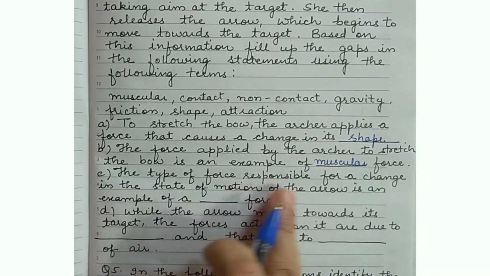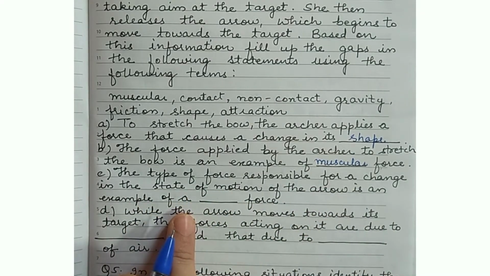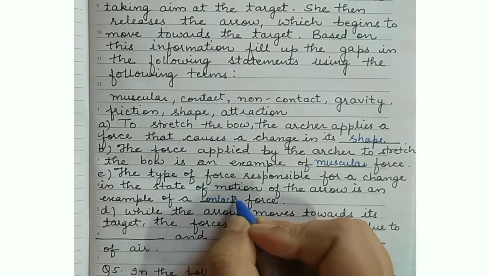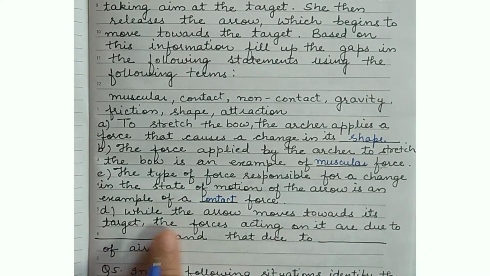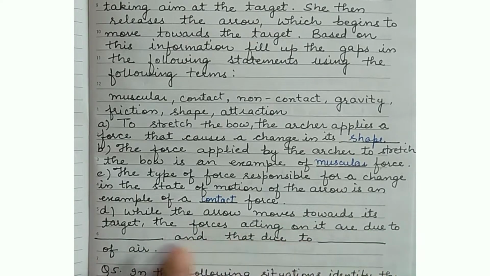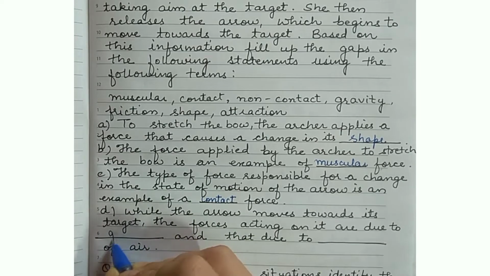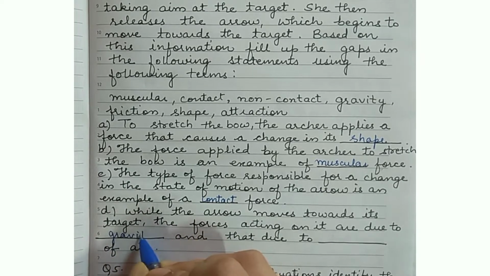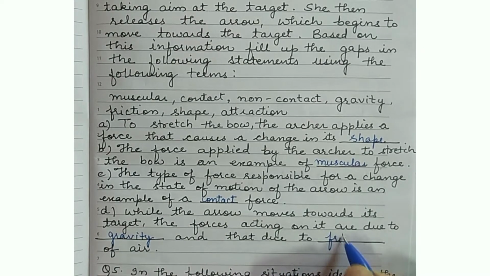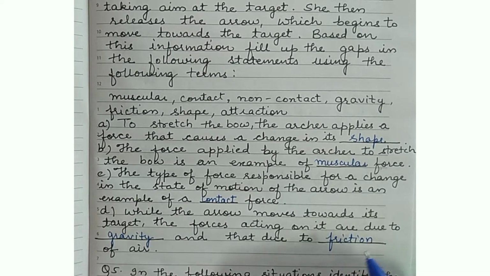The type of force responsible for a change in the state of motion of the arrow is an example of a dash force. Which one? Contact force. While the arrow moves towards its target, the forces acting on it are due to dash and that due to dash of air. This is due to gravity and that due to friction of air. Okay, very simple.